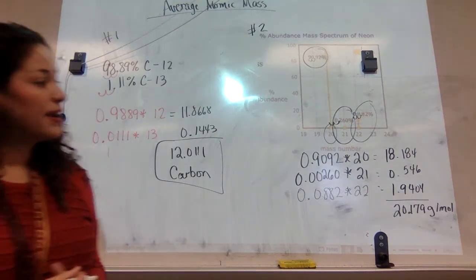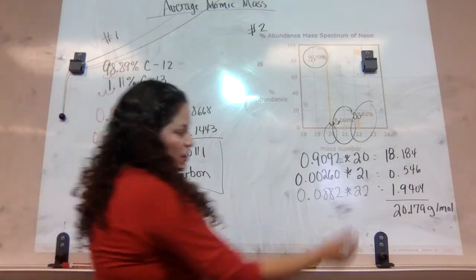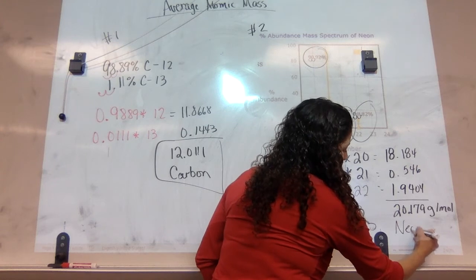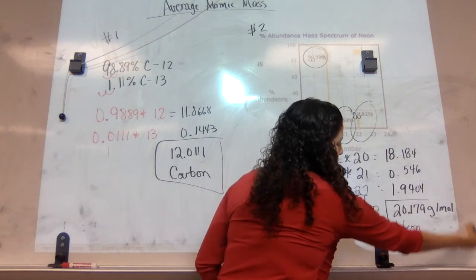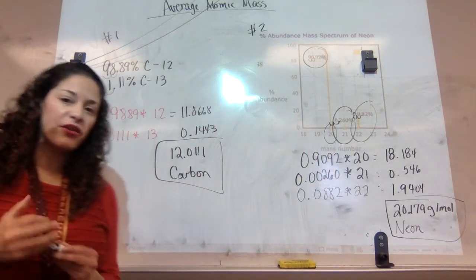oh, not bad, because neon is 20.18. So we would have rounded that up. We would have had exactly what we're seeing on the periodic table. And so there is your final answer.